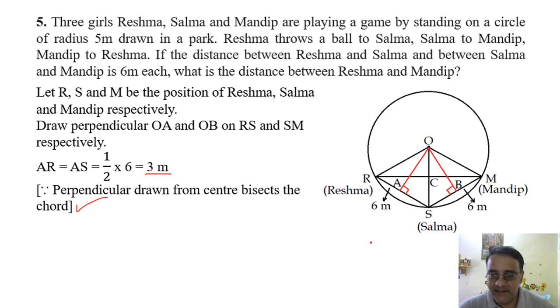Okay. Right. Now we are going to take this right triangle OAR. If you apply the Pythagoras theorem, what will you get in this right triangle?